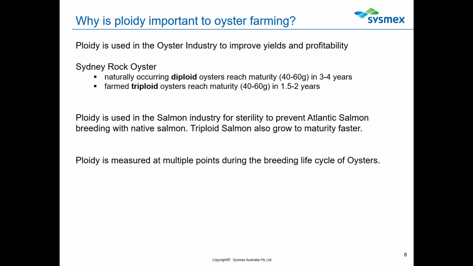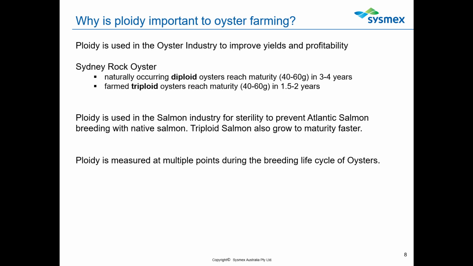In the salmon industry, ploidy is used for a different reason, and this is for sterility. The salmon are not native to Australia. Atlantic salmon are an introduced species. So they want to make sure that they can't breed with a native salmon or trout that exist in the same waterways where they're farming the Atlantic salmon. Triploid salmon also grow to maturity faster because they're not putting energy into producing the sperm and eggs, and it all goes into producing the meaty body of the salmon.